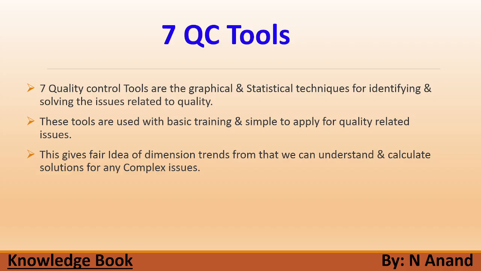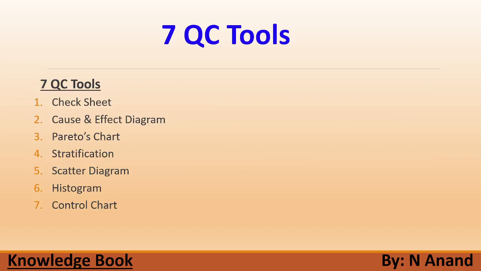Today's subject is 7 QC tools. 7 QC tools are the graphical and statistical techniques for identifying and solving the issues related to quality. These tools are used for basic training and are simple to apply for quality related issues. This gives a fair idea of dimensional trend. From that, we can understand and calculate the solutions for any complex issues.